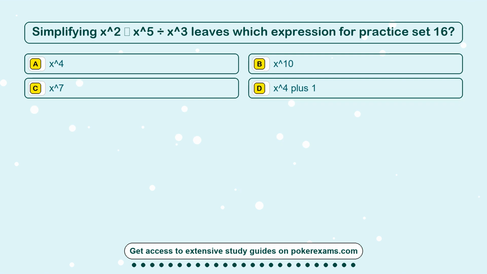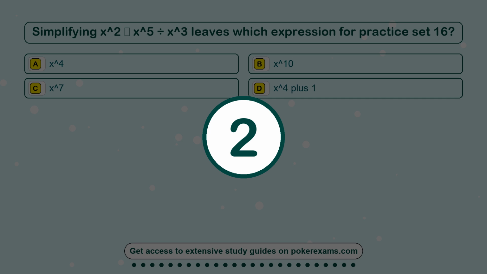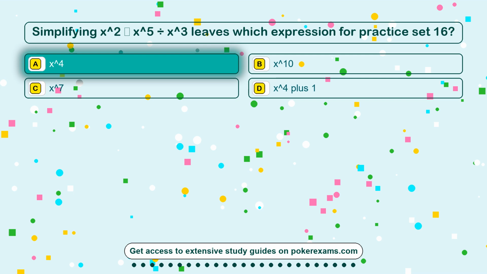Question 6. Simplifying x^2 times x^5 divided by x^3 leaves which expression for practice set 16? Option A x^4. Option B x^10. Option C x^7. Option D x^4 plus 1. The correct answer is option A, x^4.